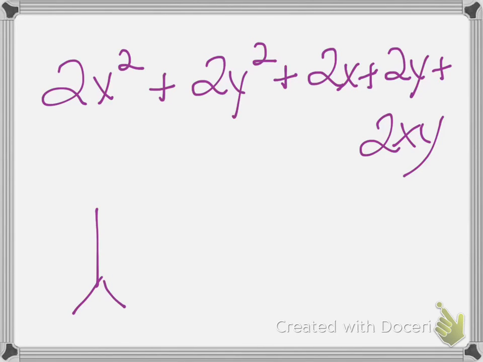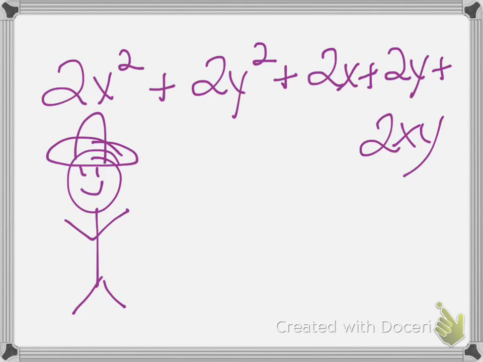So now, Rancher Bob is pretty happy. He's got all of his terms grouped together on his ranch. They're all in the right order. And life is good on the ranch.